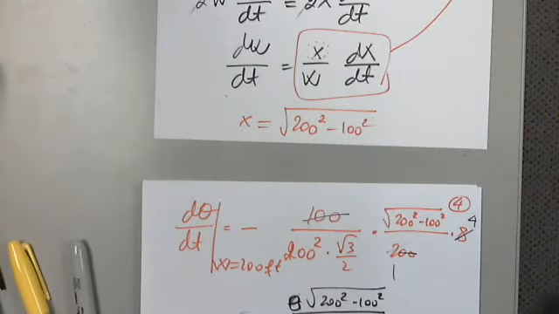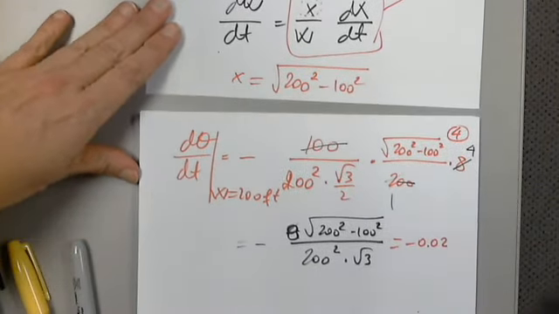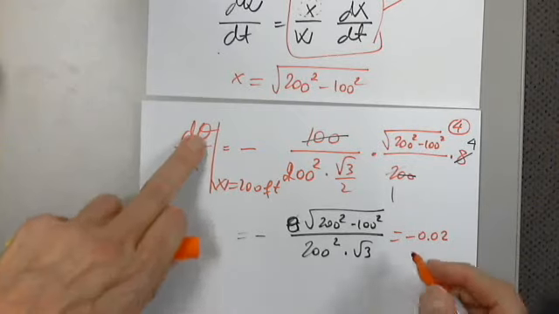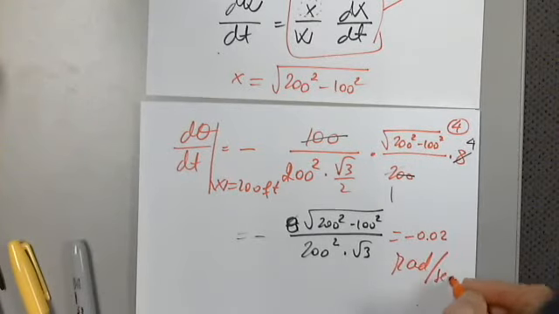And now click enter. So what is this measurement unit? Negative 0.02. Is that radian per second? Very good. It's theta. I got that right. Well done.